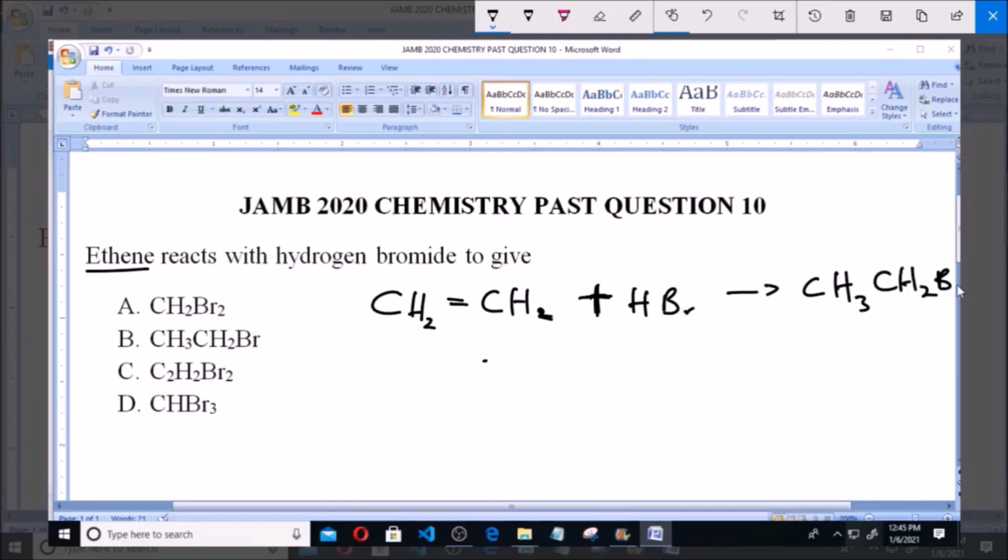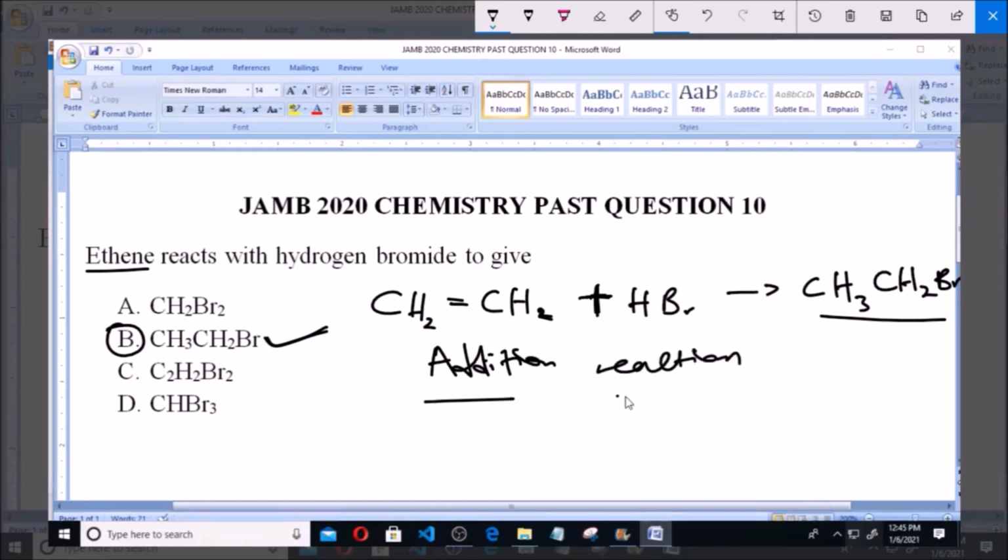CH3CH2Br. Now, hydrogen and bromine have been added to this ethene to make it what? Saturated, thereby giving us bromoethane, and that is option B. So the reaction of ethene with hydrogen bromide will give us bromoethane, which is option B. It is an addition reaction to make ethene, which is unsaturated, saturated.